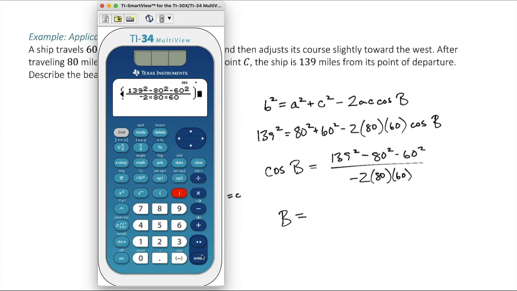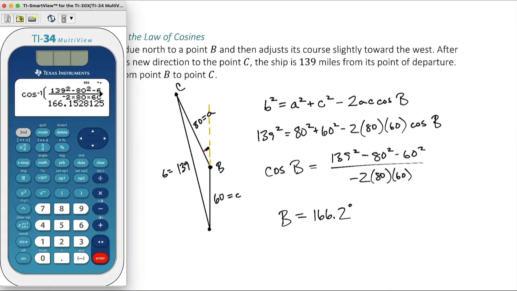And enter, and that gives us our angle B, about 166.2 degrees. All right, we want not angle B really, we actually want this angle right here. Now we can see that traveling from the start point to point B, that was due north. So this is a north-south line right here that we extend here to measure that bearing.